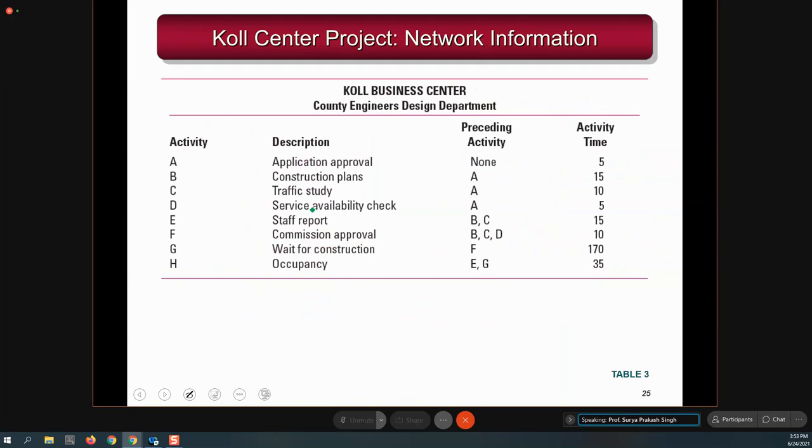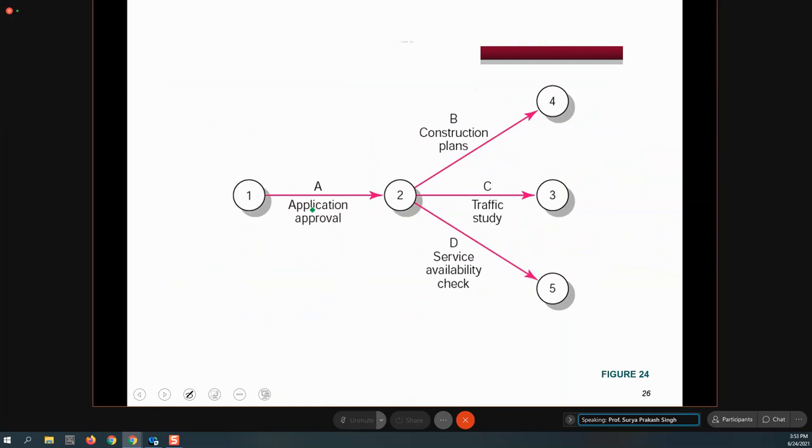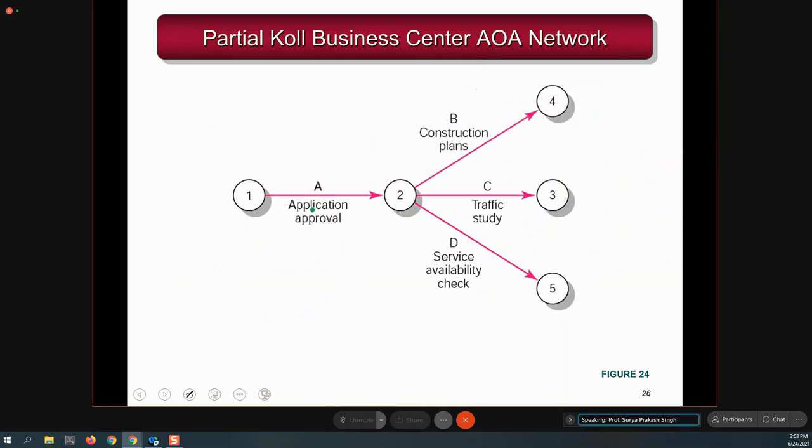Okay, so now let us take the same example which we have taken, and see how to draw this with the help of activity on arrow. We use the first network: activity A, and then activities B, C, and D. These are the activities which depend on activity A, and the moment they depend on A, you cannot start them.